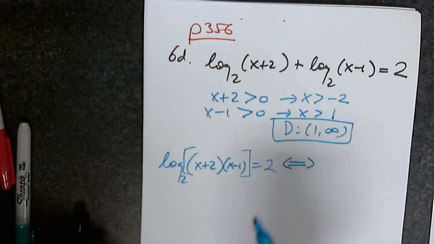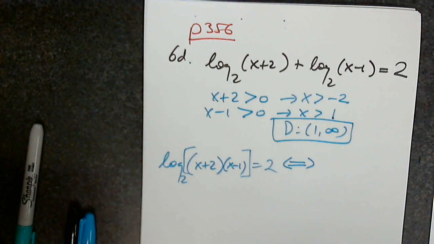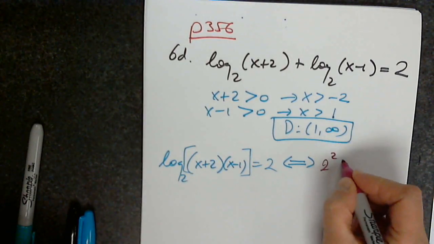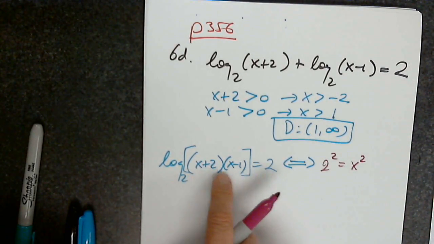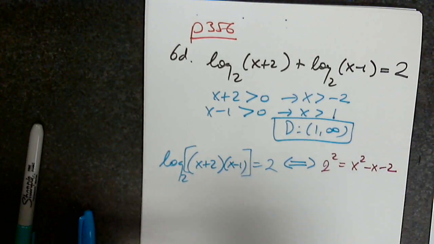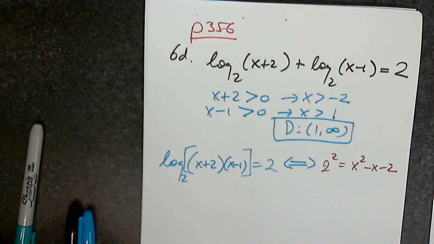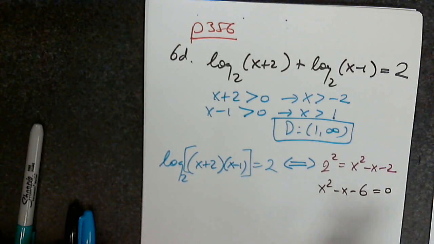And this I know is equivalent to what? We start with the base and we go counterclockwise. 2 squared equals x plus 2 times x minus 1. 2 squared, and now I will multiply. So this is x squared plus 2x minus x minus 2. It will save a little bit of time, but you don't have to. I just wanted to multiply it. So this is x squared plus x minus 2 equals 4.